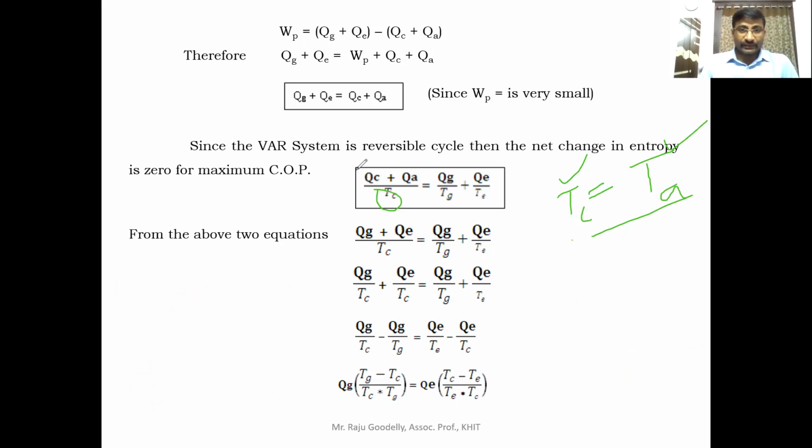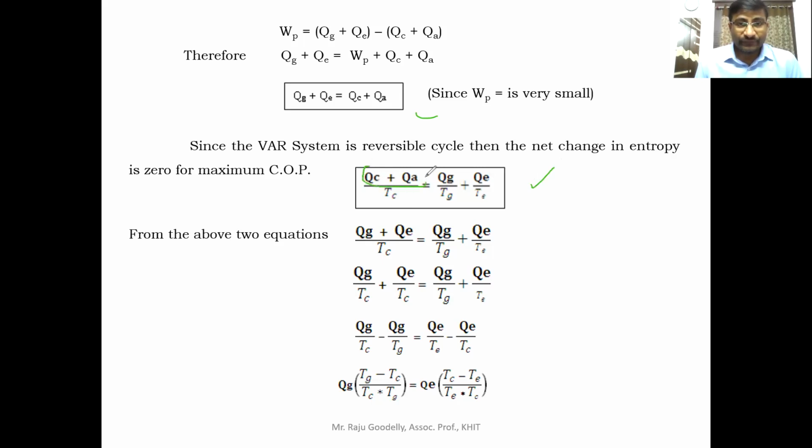So QC by TC plus QA by TA, but TA is equal to TC, so TC is common, and we get QC plus QA. Okay. So QC plus QA divided by TC is equal to QG by TG, the entropy increase in the generator, plus QE by TE, the entropy increase in the evaporator. These two are the entropy decrease in the condenser and absorber. Both are equal. Entropy increase equals entropy decrease because the change in entropy is 0. Clear?